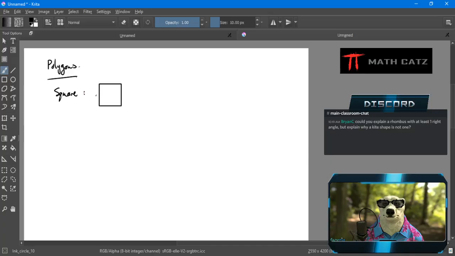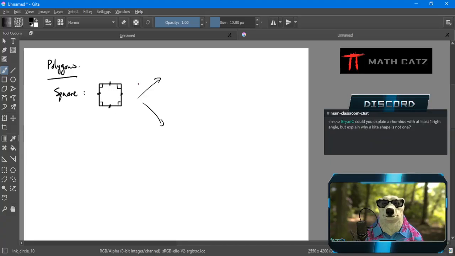So the square, all the sides are the same, all the angles are the same, and therefore they are all 90 degrees. Now I can go one of two ways because I have two requirements here for the square. I have the all sides equal requirement and I have the all angles equal requirement.